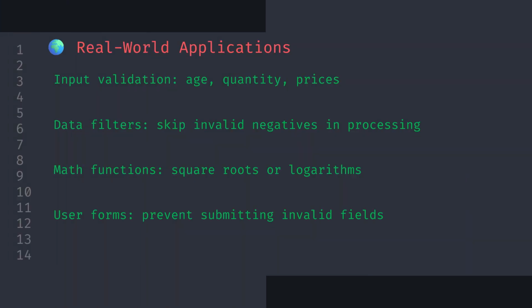This technique is very common in real-world apps. Think of form fields where only positive numbers make sense, like prices or age. By validating input early, we reduce bugs and prevent crashes. This method keeps our code clean and dependable.